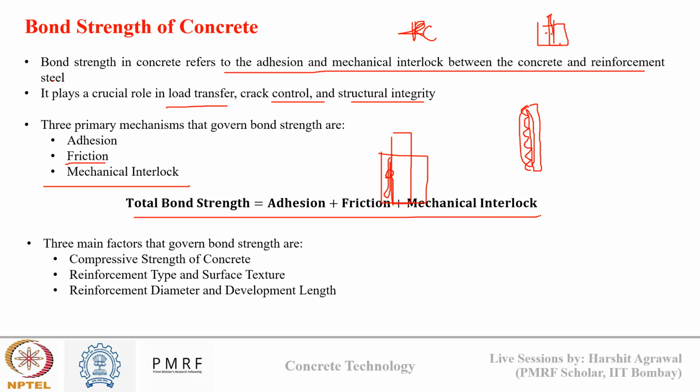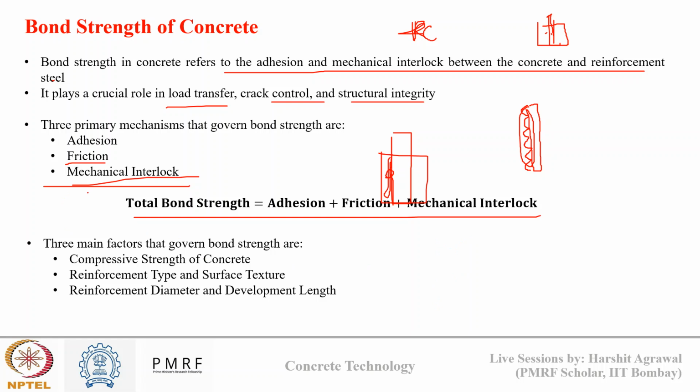Second is the reinforcement type and surface texture. So suppose I am using a coated reinforcement. That coating can decrease the bond strength if it decreases the frictional resistance of the reinforcement with concrete. Okay. And in case of uncoated reinforcement, if I'm using an unribbed reinforcement, it will show lower bond strength than a ribbed reinforcement because there is no mechanical interlock with the concrete.